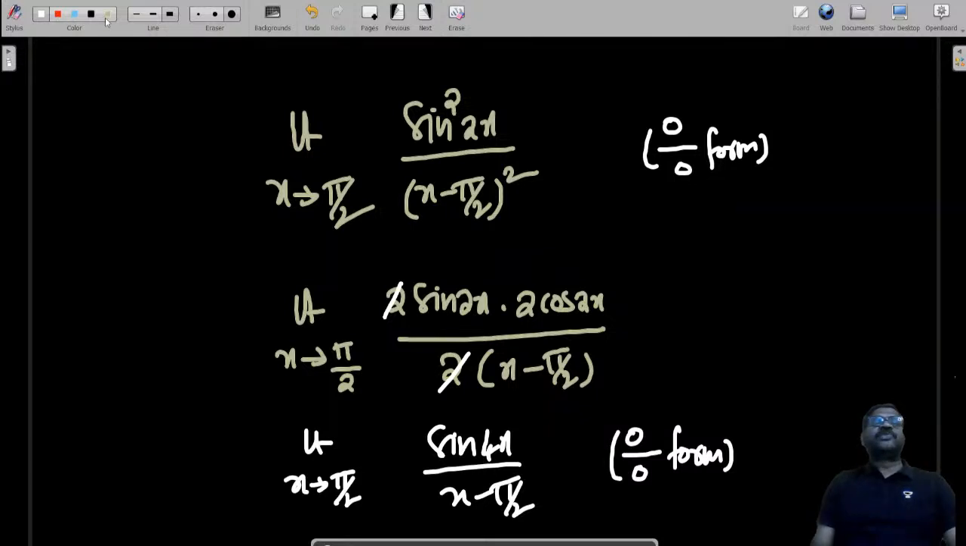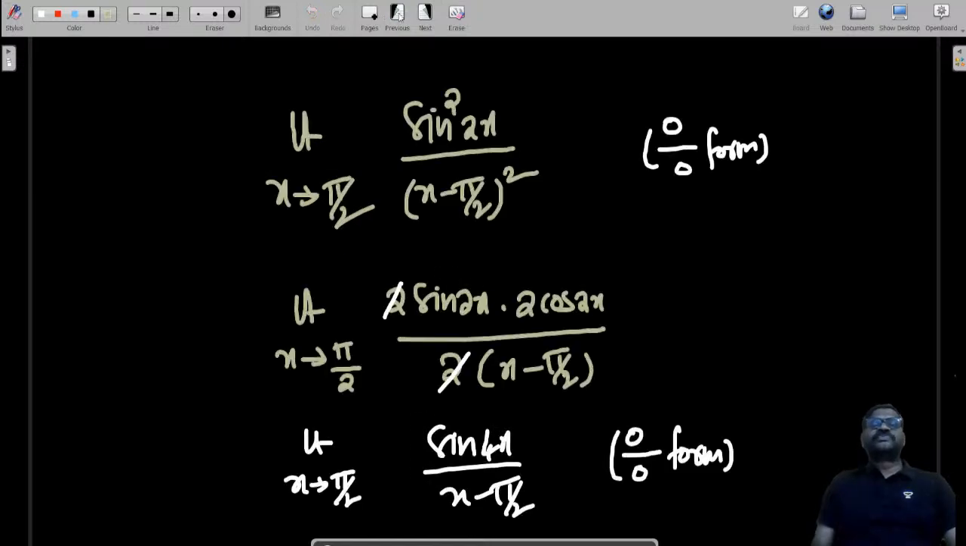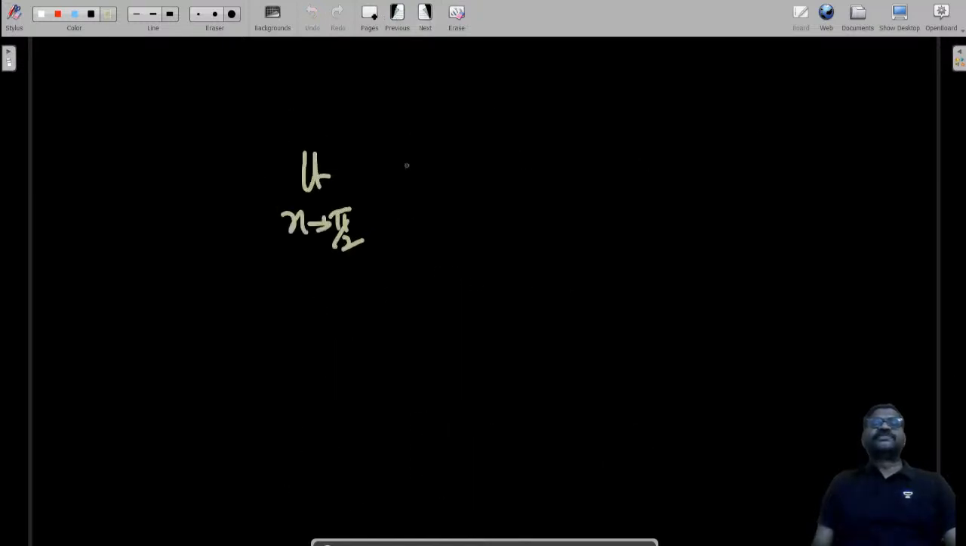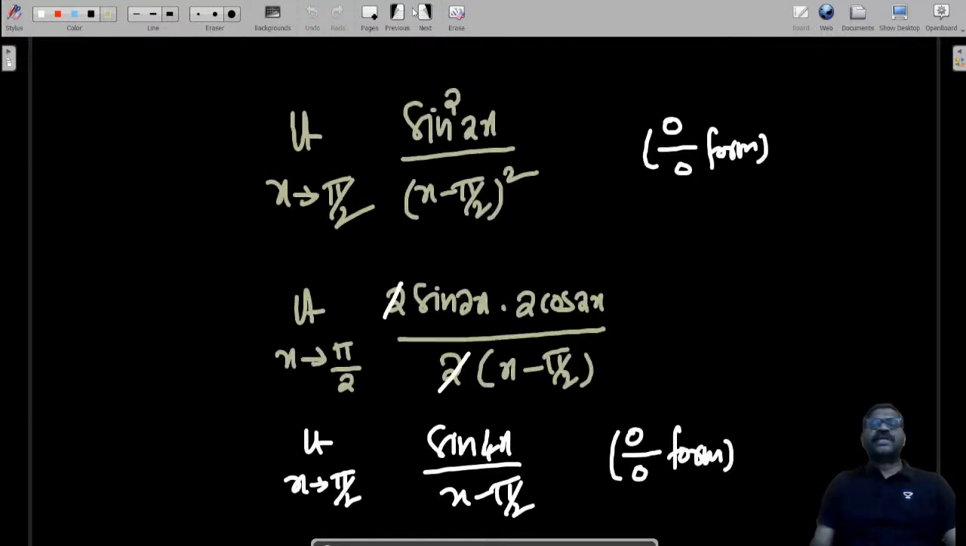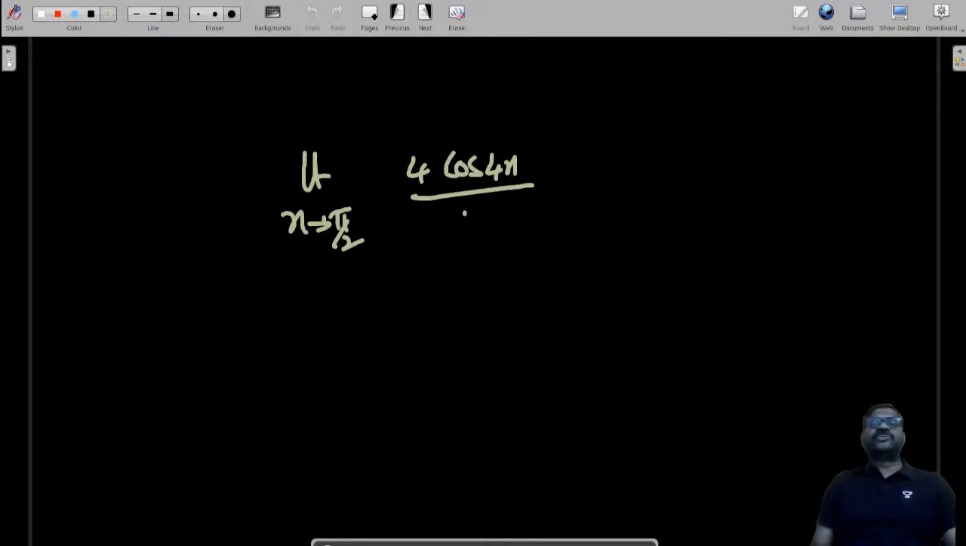Now apply L'Hospital rule. Limit x tends to pi by 2, differentiation of sin 2x is 2 cos 2x, and differentiation of x minus pi by 2 is 1. Finally 2 cos 2 pi, that is 2. Final answer is 2.